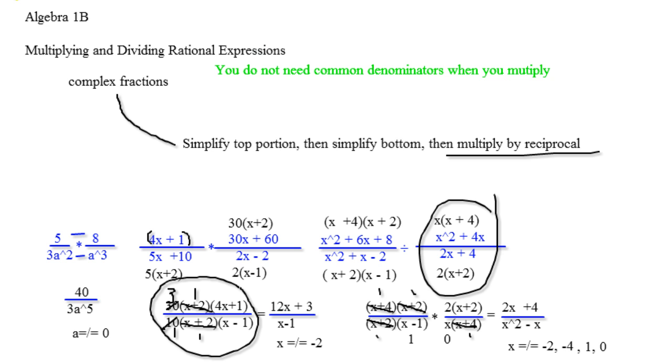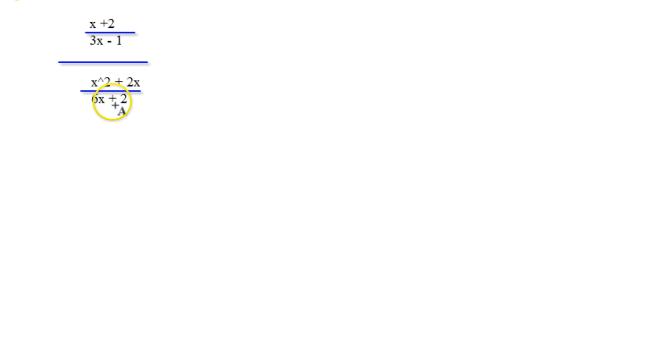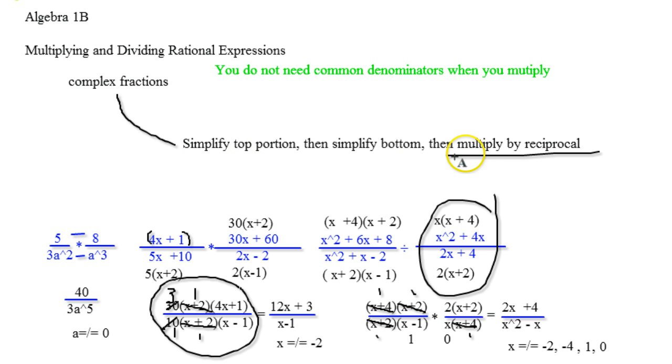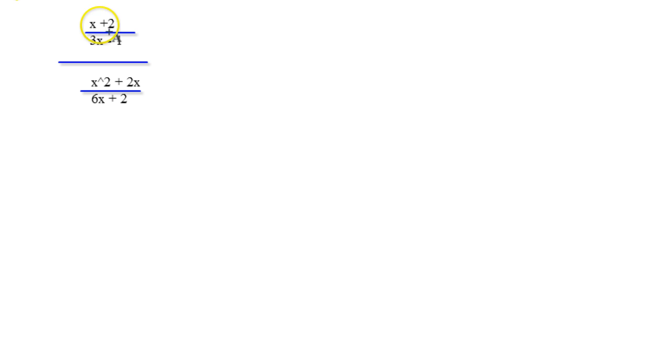All right, let's take a look at complex fractions. Now on this one, I know I've talked about it before, try to factor it and everything. With complex fractions, simplify the top portion, then simplify the bottom, then multiply by the reciprocal. So the top portion, I can't simplify x plus 2 because that's already at its lowest common factor. And same thing with 3x minus 1, so I'm going to work down here. So this I can factor out an x, so this becomes x plus 2. And on the bottom I'm going to factor out a 2, not a 3 like I originally typed, and I'm going to get 3x plus 1.